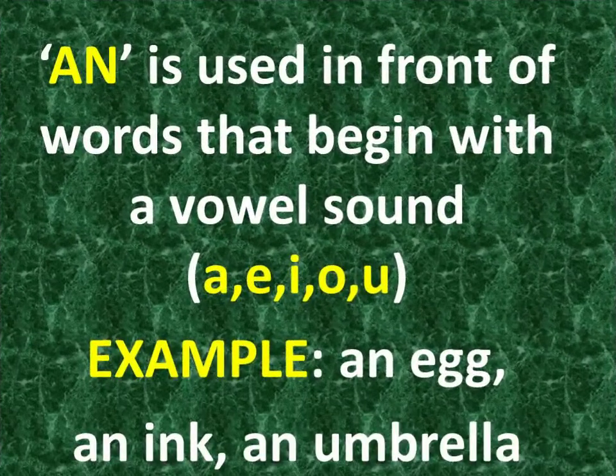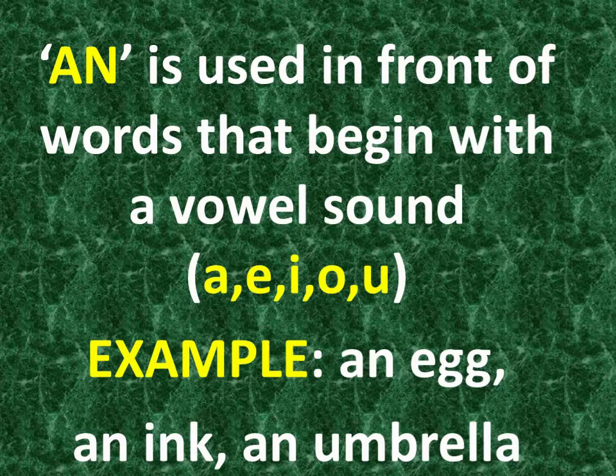Now, how about an, which is the other brother of a, also an indefinite article. It is used in front of words that begin with a vowel sound. The vowels in English language are A, E, I, O, U. So if I have words that begin with E, I, U, A, and so on, I cannot use A. It will make it awkward to say. So I say an egg, an ink, an umbrella.